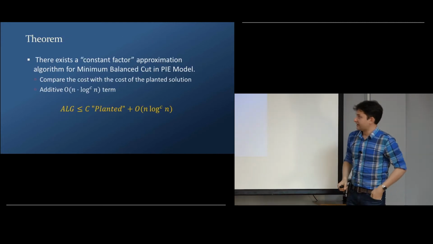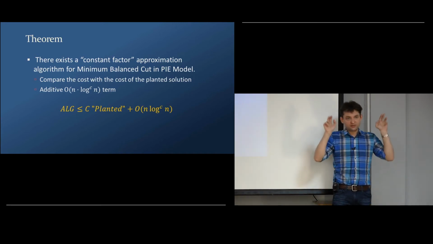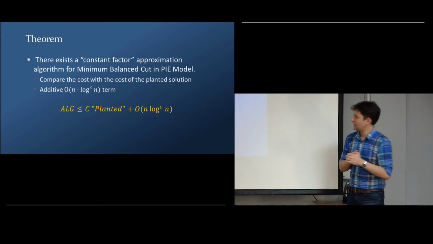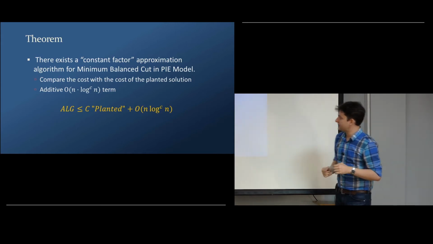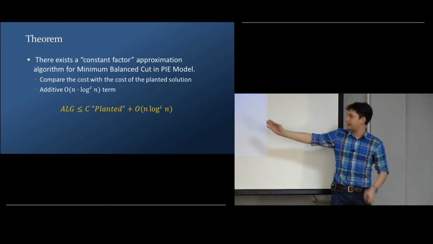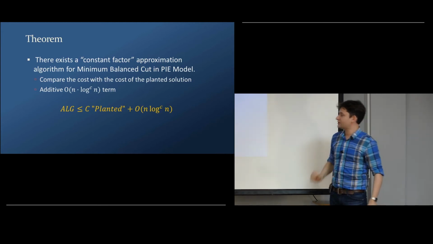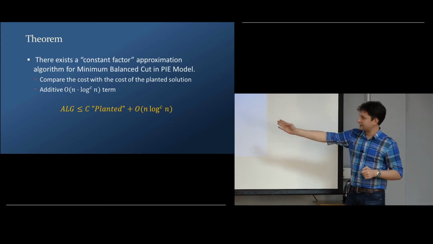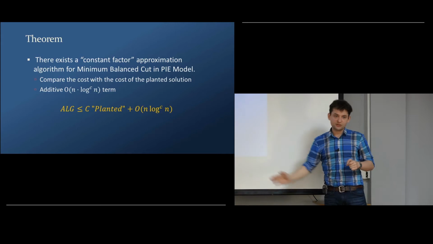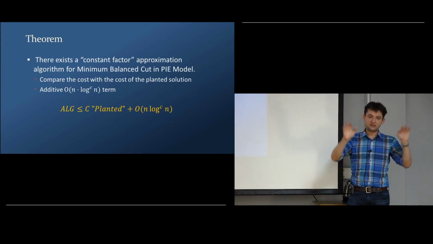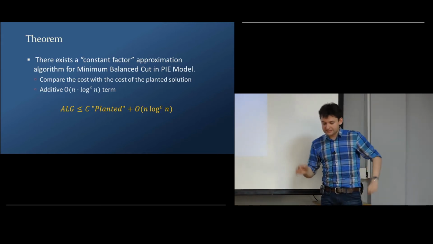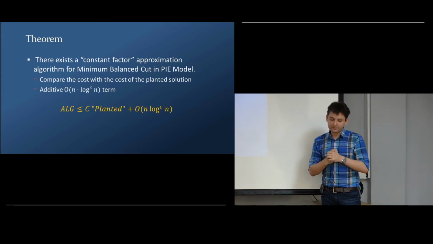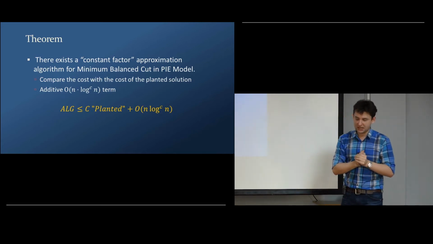And so what is our result? We get a constant factor, in quotes, approximation algorithm. There is some fine print to this. We need to compare, in this case, the cost of the solution returned by the algorithm, so the number of cut edges, with the cost of the planted cut, essentially the number of edges between L and R. In this model, this planted cut doesn't have to be the optimal solution. So it's possible that there is a much cheaper cut in general.